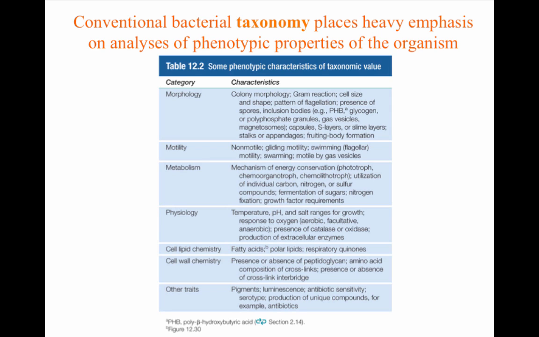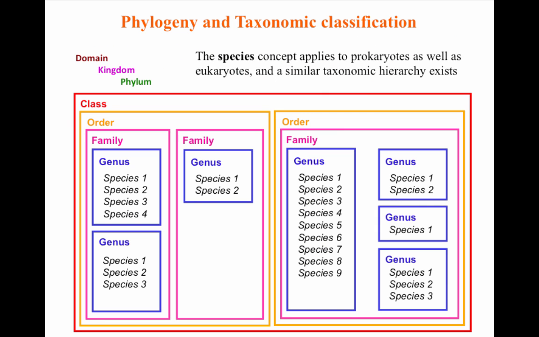So a lot of the taxonomy terms that we use in microbiology are based on morphology, motility, metabolism, their physiology, lipid chemistry, cell wall chemistry, and other traits like pigment formation, bioluminescence, antibiotic sensitivity, etc. So we can use all of those to be able to organize microorganisms in groups. And just to remind you about what we do, we look at the point of taxonomic classification.